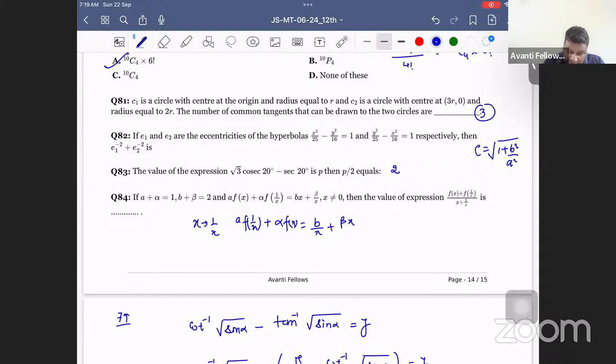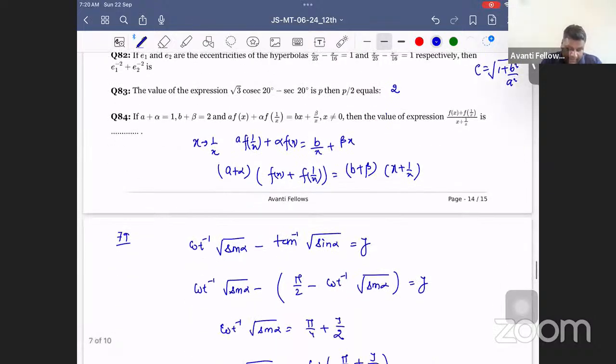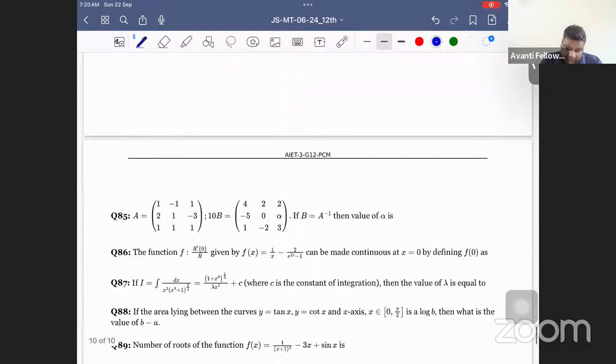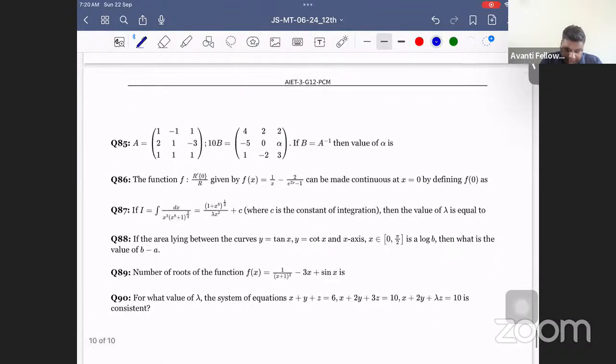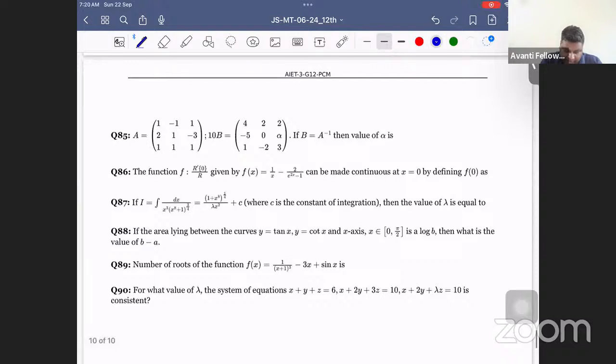Just add both the equations. So you will get A plus alpha into f of x plus f of 1 by x is equal to b plus beta into x plus 1 by x. Now you have the values of a plus alpha and b plus beta. Just replace them. You will get your answer very easily. Got it? Now, the rest of the questions are pretty okay.